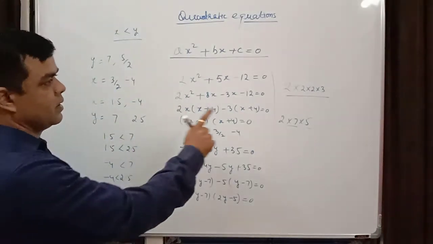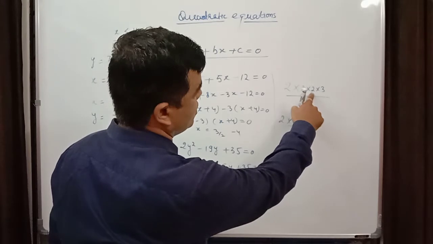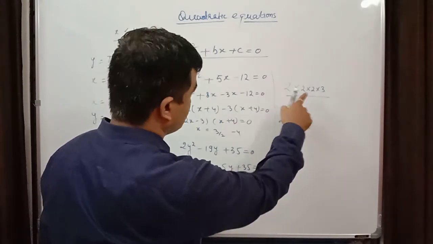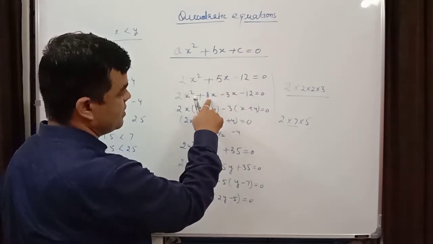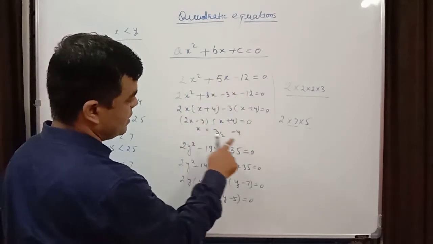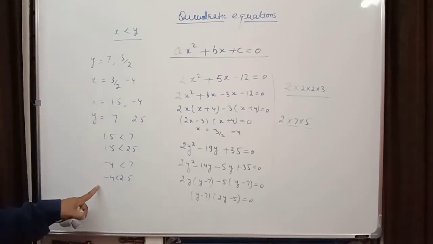Here do the factorization. 12 factorizes into 2 into 2 into 3. Now you make the arrangement like this: 8 minus 3, here it will come 5. Then you take the common factor, like this. So now the comparison of the roots I have explained you.